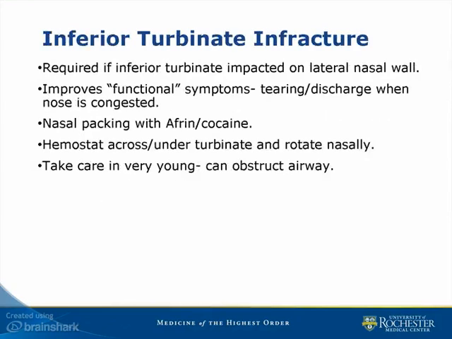An adjunct procedure to nasolacrimal probing can be inferior turbinate infracture. I think this tends to go in and out of favor in our circles. If the inferior turbinate is impacted on the lateral nasal wall and there's really no room when I'm doing metal-on-metal touch, I'll push the inferior turbinate nasally, or medially, with a large probe to create an infracture. You can also do this with a hemostat. If a patient complains of a lot of functional symptoms, meaning they get a lot of tearing and discharge when the nose is congested, sometimes doing an inferior turbinate infracture will help with those symptoms.